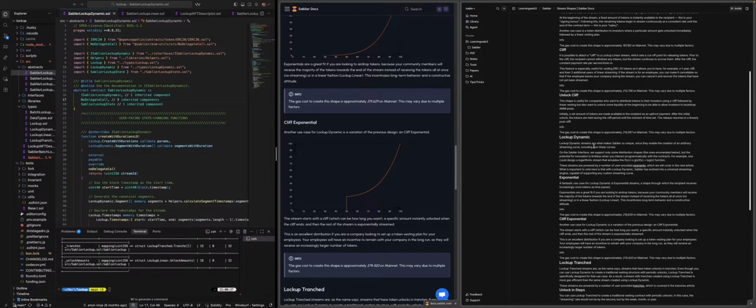Lockup dynamic streams are what makes Sablier so unique, since they enable the creation of an arbitrary streaming curve, including non-linear curves. Okay, on the Sablier interface we support only some distribution shapes, the ones enumerated below, but the potential for innovation is limitless. When you interact programmatically with the contracts, okay. For example, one could design a logarithm stream that emulates.